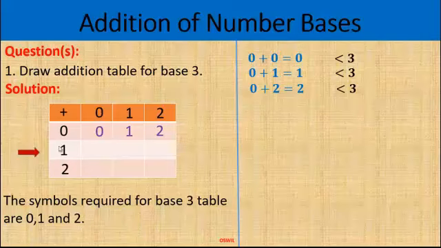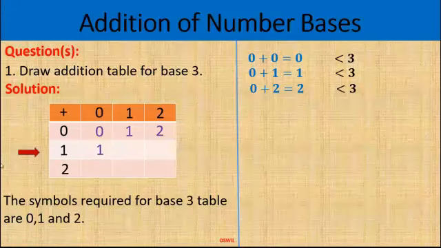So 1 plus the 0 up there, and 1 plus 0 is the same as 0 plus 1 here. It will give us 1, and 1 is less than 3. That is why we have written 1.